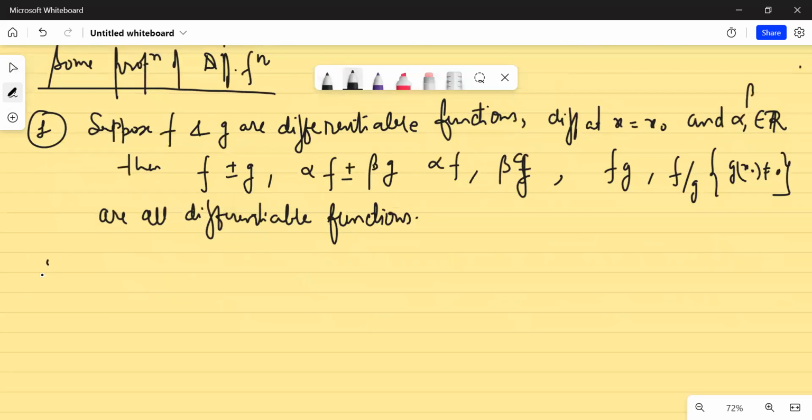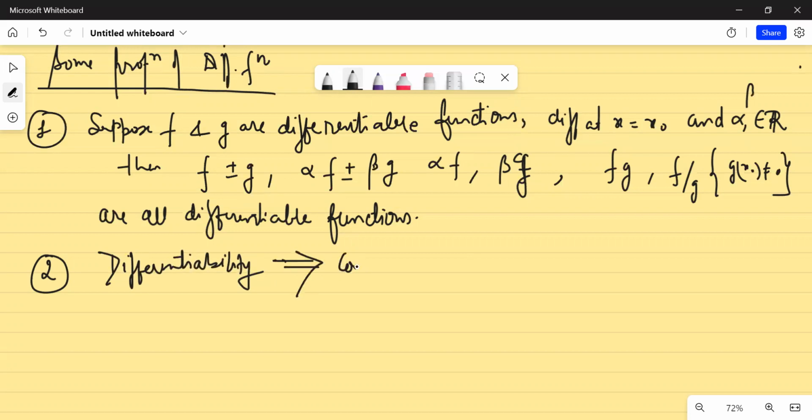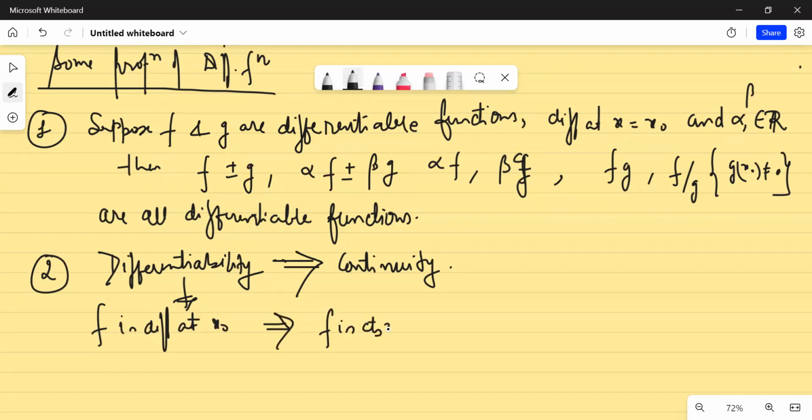Okay. Now another thing that I want to teach you, one very important thing, is that differentiability implies continuity, not the converse. What does it mean? If I say that my function f is differentiable at x naught, then it necessarily means that f is continuous at x naught.